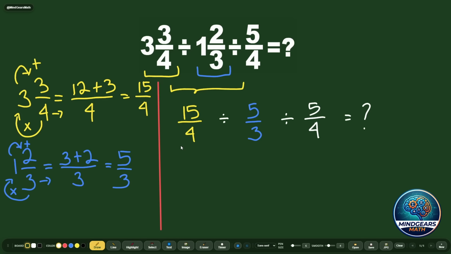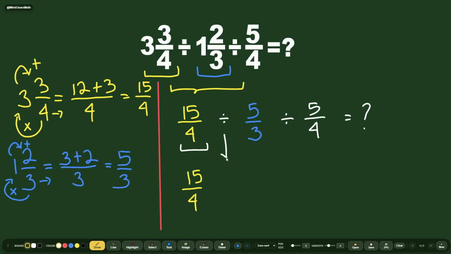Remember the rule, fraction divided by fraction. So we keep 15 over 4 here. Then we change divided by to multiplication. And then we flip 5 over 3 to 3 over 5.